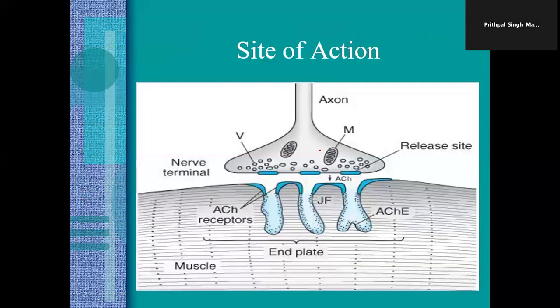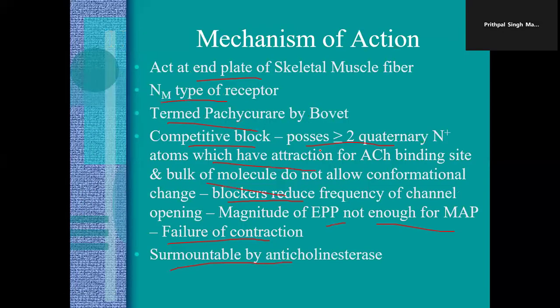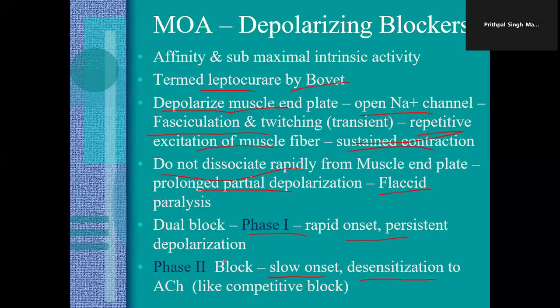Now, this was a table that we talked about, and this is the site of action that I had talked about. Talking about the mechanism of action, we talked first about pachycurare, the competitive blockers as devised by Bovet. As I told you, it has two quaternary nitrogen atoms which have high affinity for the acetylcholine binding site. The molecule binds to this and reduces the opening of the channels, so end plate potential is not generated, and this does not lead to action potential generation. This was surmountable by anticholinesterase.